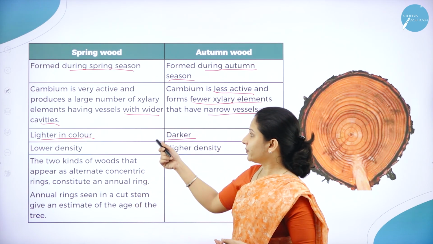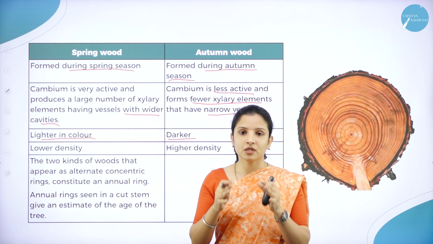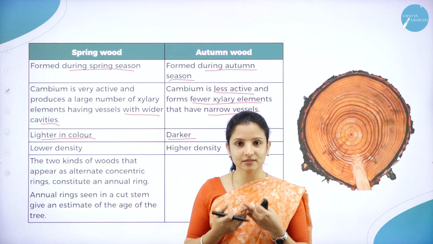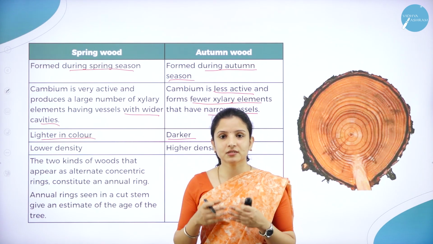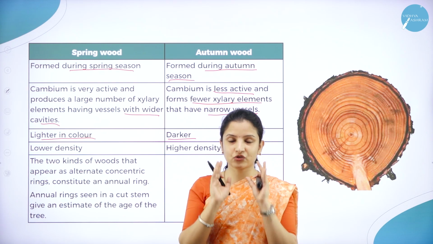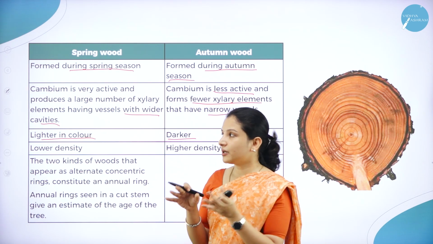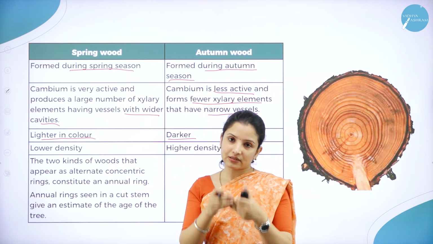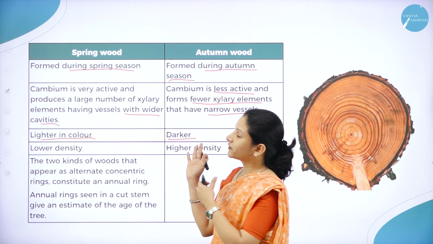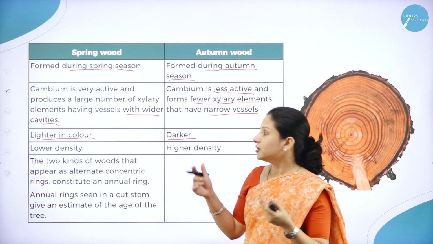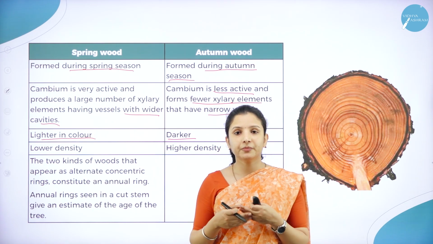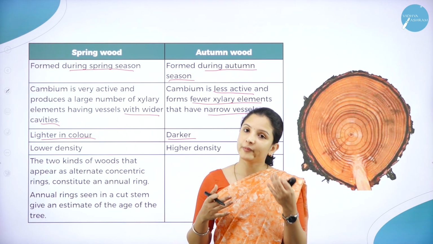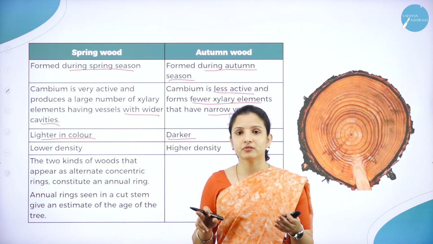That is nothing but based on the time. For example, if we have spring season and autumn season. In the spring season, I told you spring wood means the development of the plant in the spring season, and autumn wood means the development of the plant in the autumn season. So here, say for example, the plant was there for about 10 spring seasons. So how many light color circles will be formed?